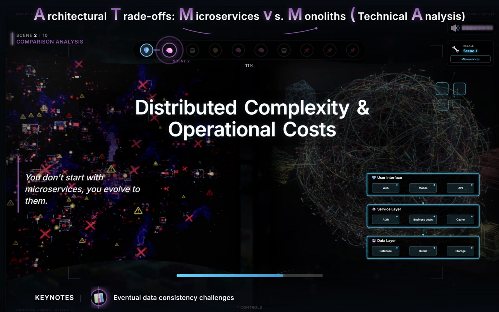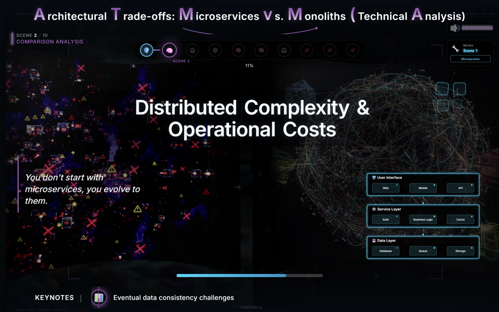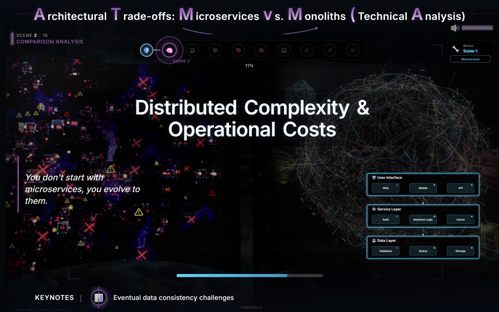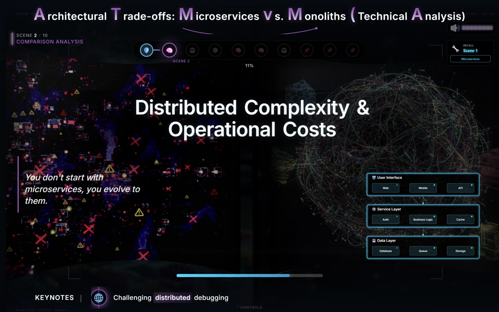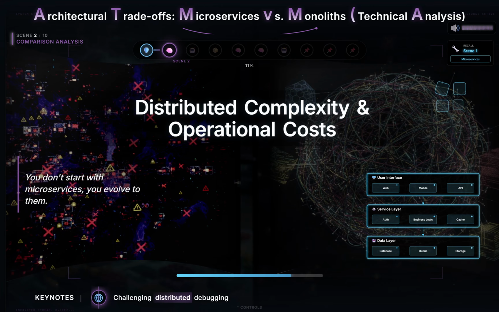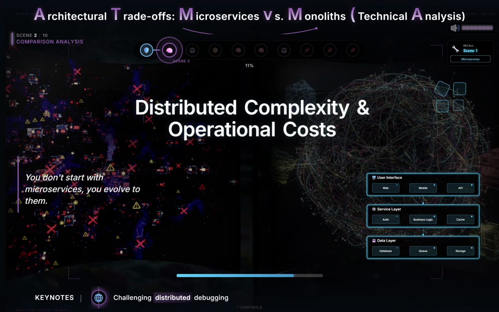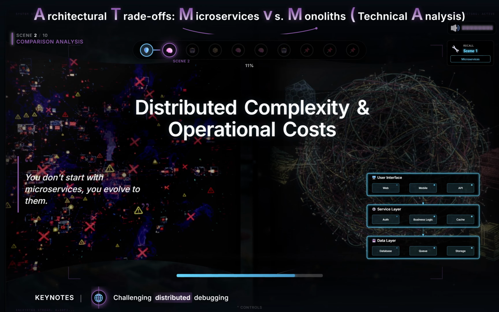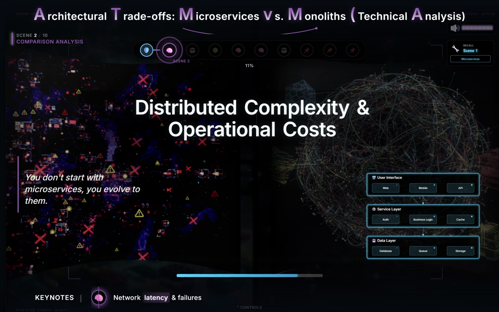It's a completely different beast than managing a single artifact. Then there's data consistency. In a monolith, a single database transaction guarantees atomicity. In microservices, achieving consistency across disparate data stores often requires eventual consistency patterns, which means embracing a different mental model for data integrity. And let's not forget distributed debugging.